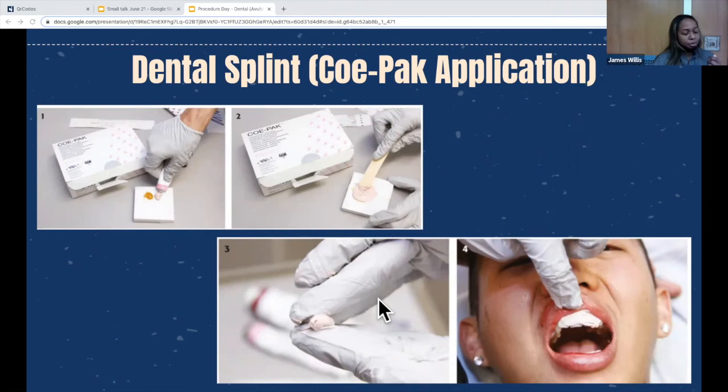So you dry the teeth with the gauze, make sure you lubricate your gloves, and then you want to press the Copac into the grooves of the teeth, and then apply it both to the front of the teeth, into the grooves of the teeth, and the back of the teeth. And again, ensure that they have a good bite and that it's stable, and allow it to dry. Discharge the patient home with a soft diet and 24-hour dental follow-up. So it's pretty simple to use if you have it.